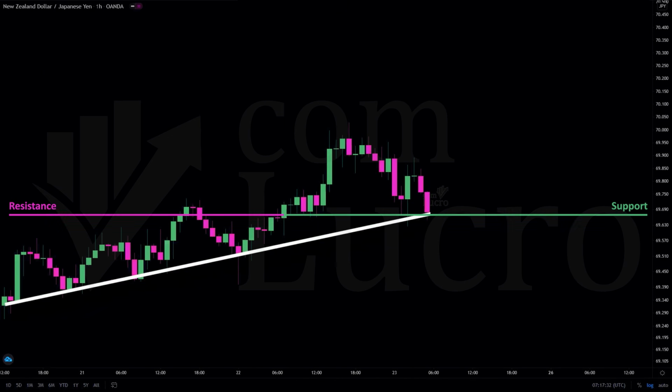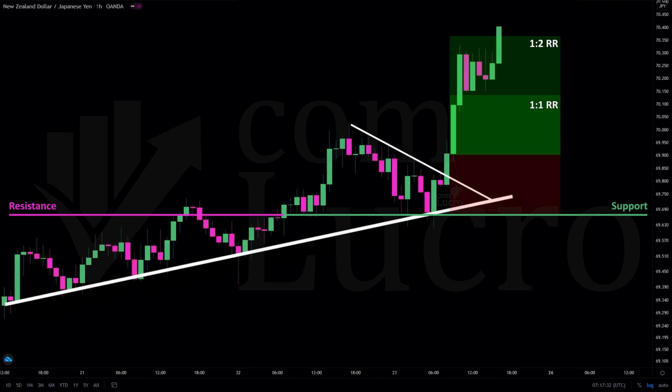We also identified a resistance level nearby, creating a strong confluence zone. Now, as price pulls back into the confluence zone, you draw a smaller trend line above it. To confirm the signal, you wait for price to break above that smaller trend line. Once it does, that's your cue to enter a buy position.